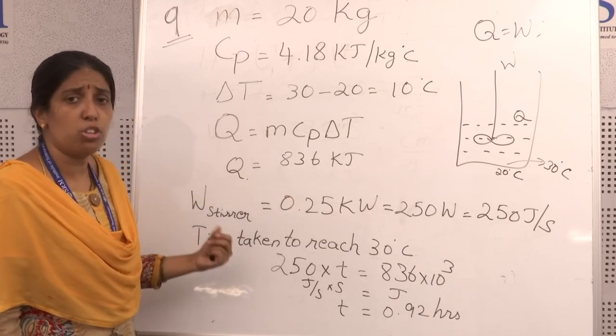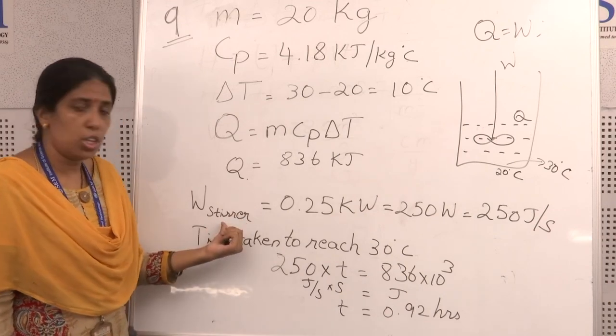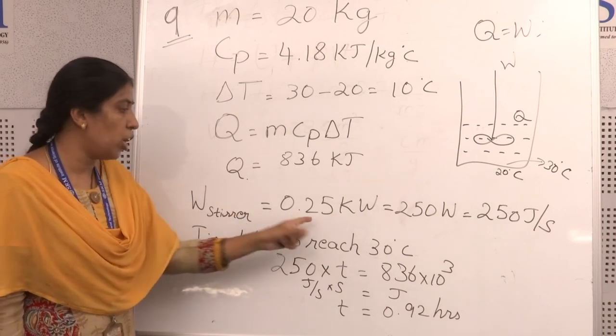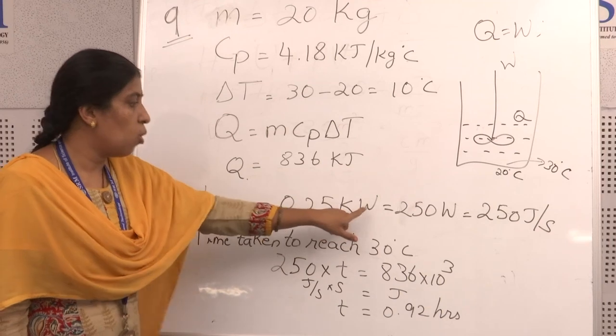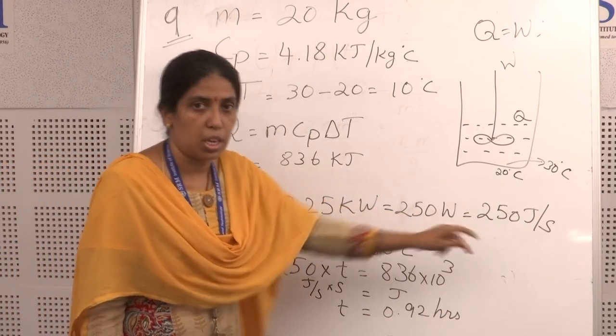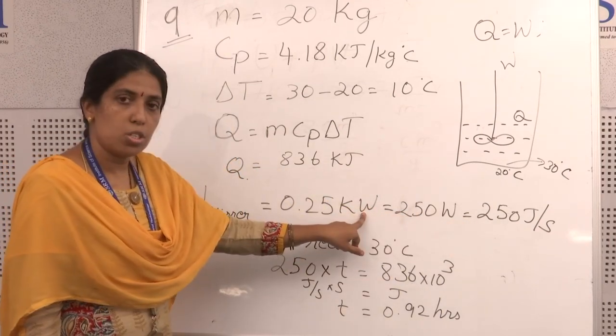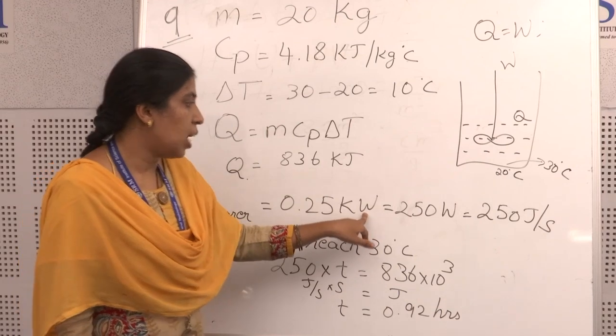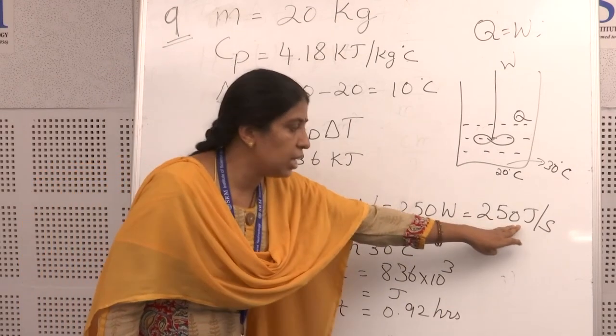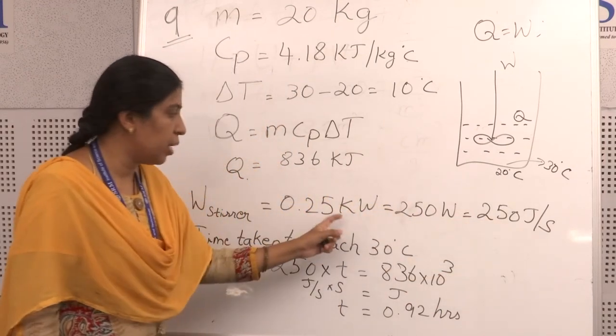So we have to equate it to the work done. Work done is given in the question. Work done by the stirrer is 0.25 kilowatts. So 1 watt is equal to 1 joule per second. Okay, 1 watt is equal to 1 joule per second. So I have converted that into joules per second, multiplying it by kilo.